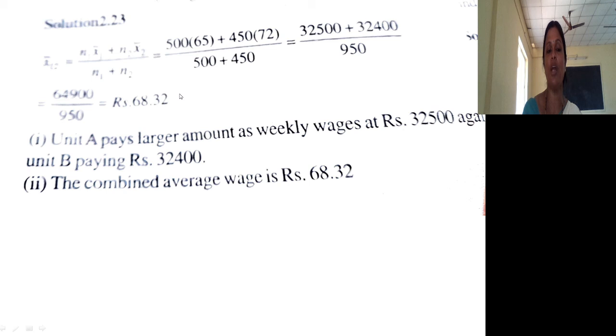Then we have to calculate the combined wage. So combined wage X bar 1, 2. There are two units here, unit 1, unit 2. So N1 X bar 1 plus N2 X bar 2 divided by N1 plus N2. 500 into 65 plus 450 into 72 divided by 950. So the combined average weekly wage is 68 rupees 32 paisa. This is how to arrive at combined average.